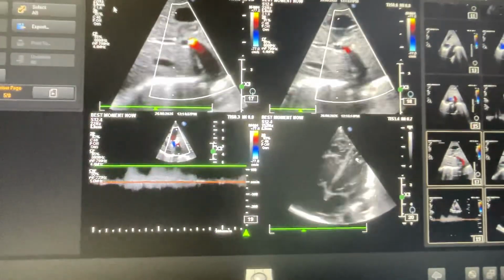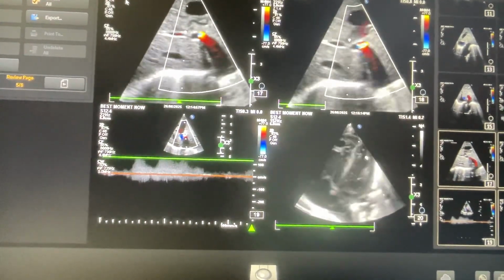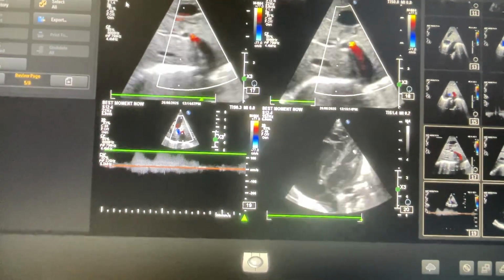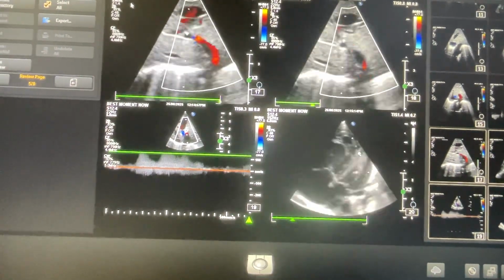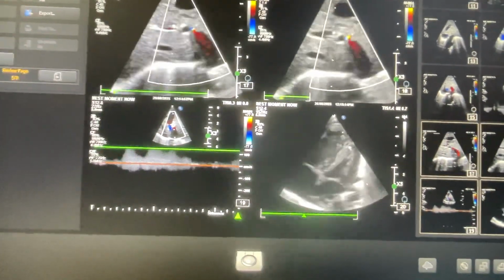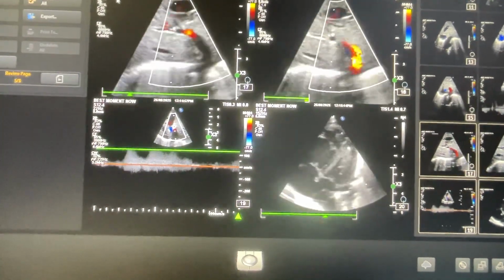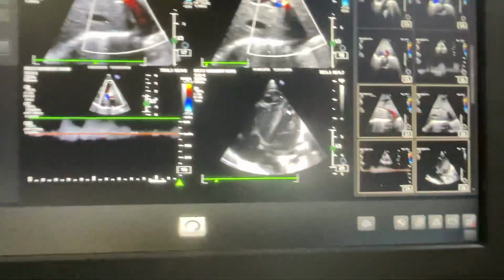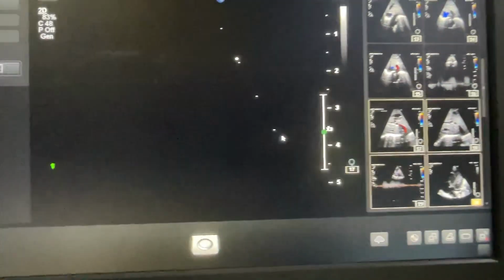This is a very interesting case, total anomalous pulmonary venous connection, where the anomalous pulmonary vein connection is finally joining the portal vein. So this is the infracardiac variety of total anomalous pulmonary venous connection. I am just expanding this image.